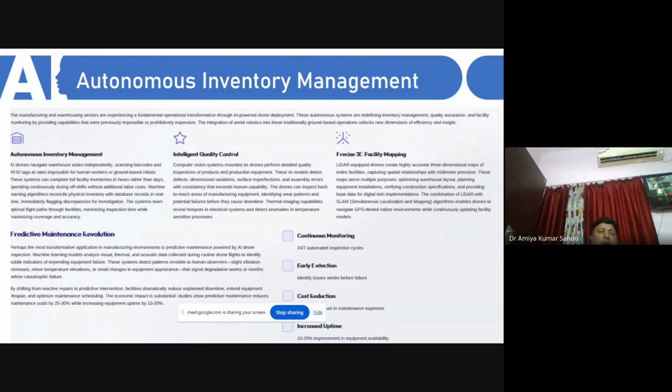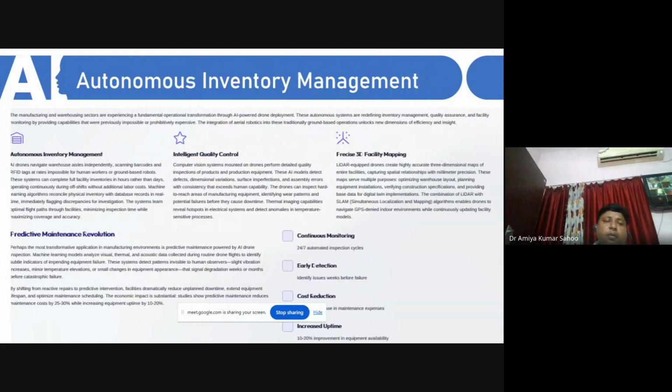Inventory management, then intelligent quality control, then 3D facility mapping, all are related with our drone. The predictive maintenance revolution is also related with autonomous inventory management. Dear friends, if we think about autonomous inventory management, drones play a vital role.